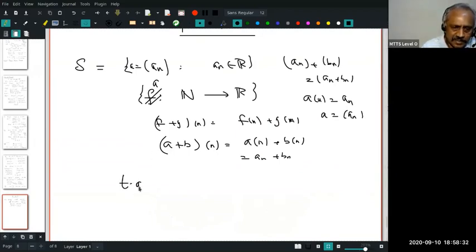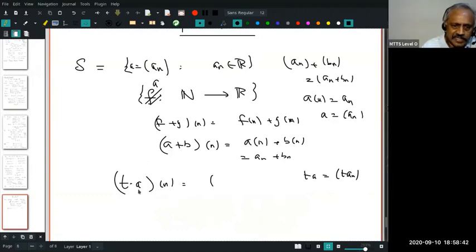Then what is (t dot a) at n? This is a new sequence whose nth term is t a_n. But when I consider it as a function, (t dot a) at n is multiplying this t and the value of a at n, that is t into a(n), which is t into a_n. So they are the same. Do you see that?